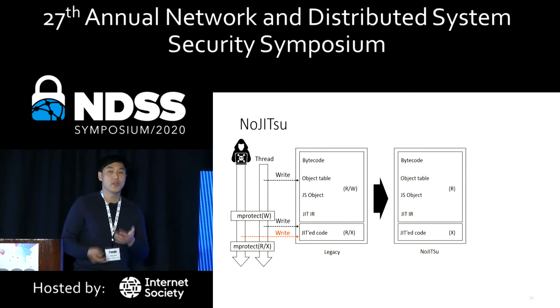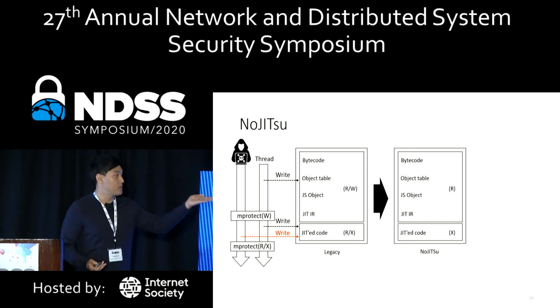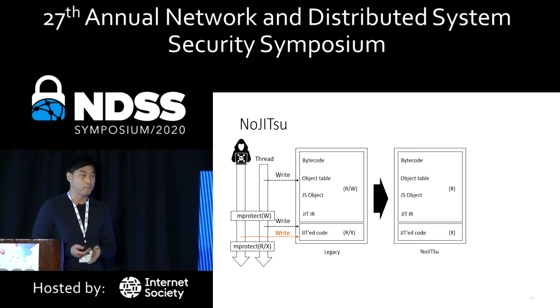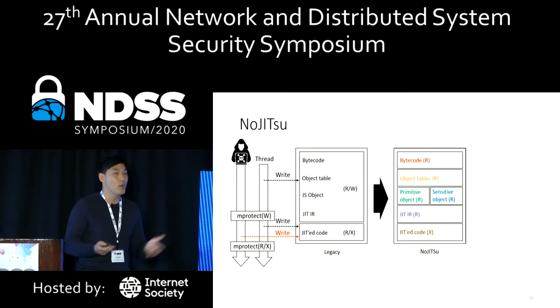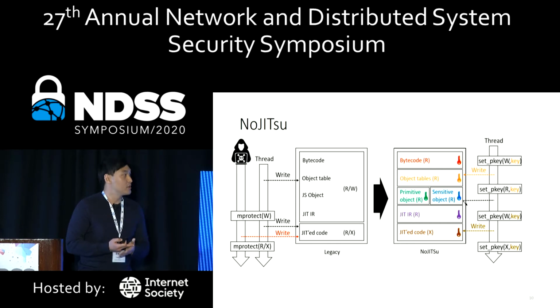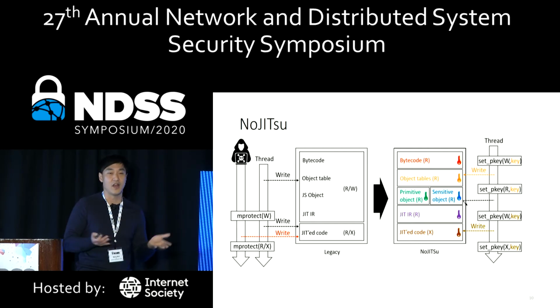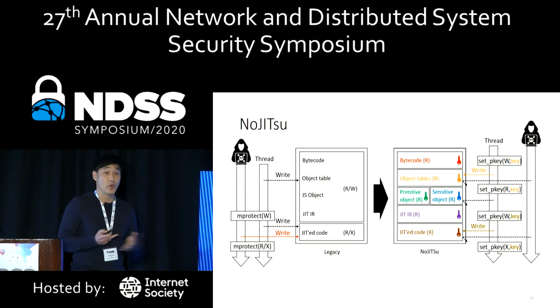So in NoJITsu, we try to minimize the permissions of those data as much as possible. Now bytecode, object table, JavaScript objects, and IR are all readable only, and we make the JIT code execute-only. On top of that, we separate the memory into different kinds and assign different MPK keys to manage them individually. For example, if there's a write instruction on JavaScript object tables, we only open the write window for those instructions, so the other data kinds are not affected. Also, the race condition attack is no longer available because the write window is independent from the attacker's thread.